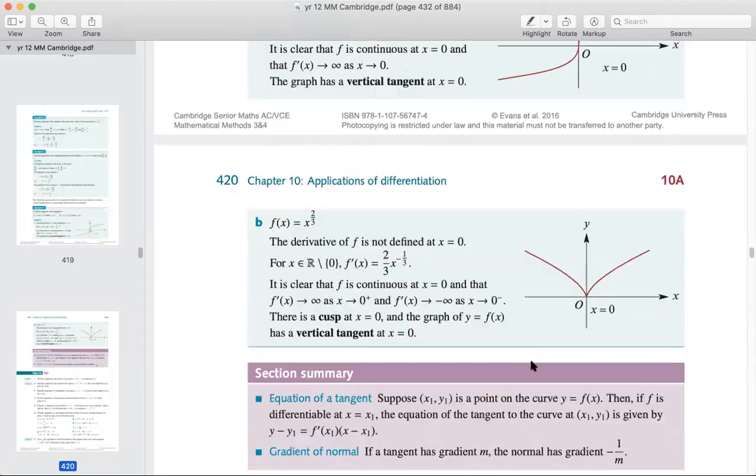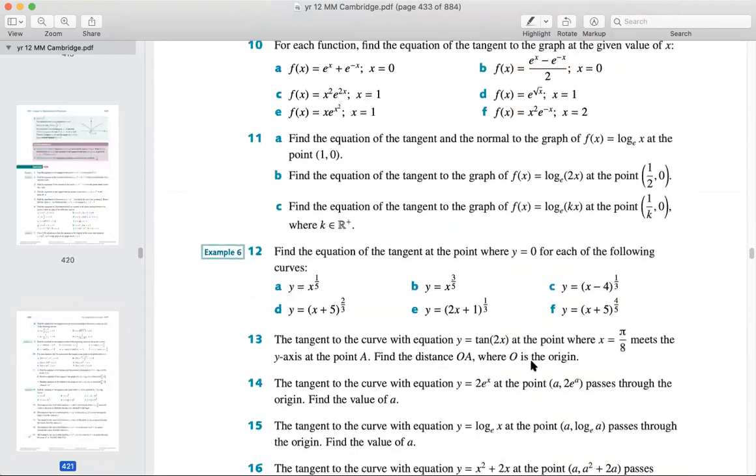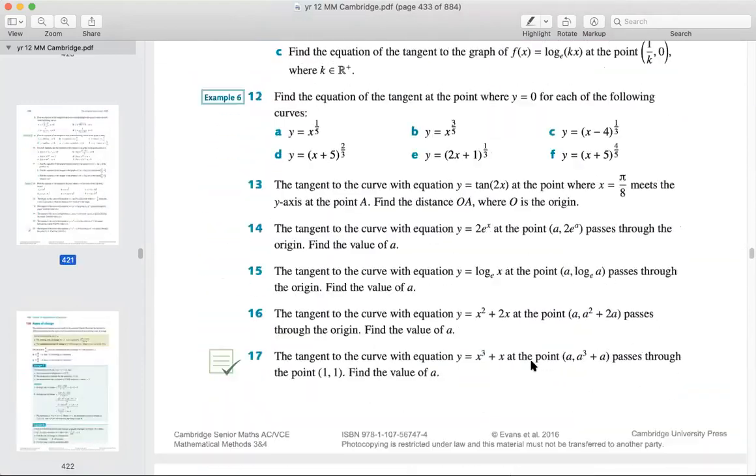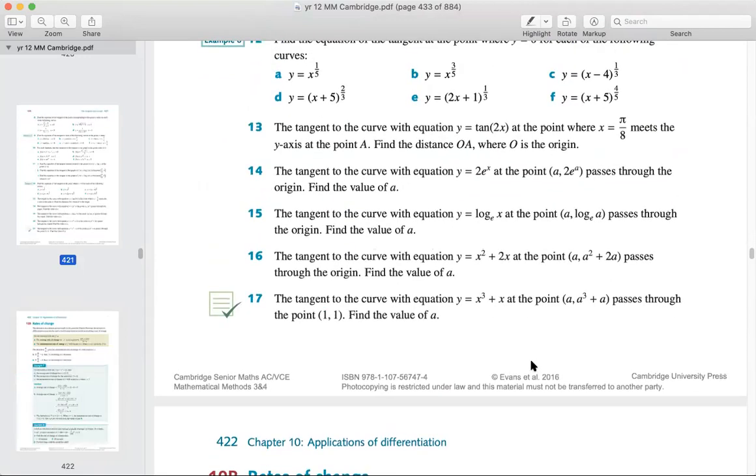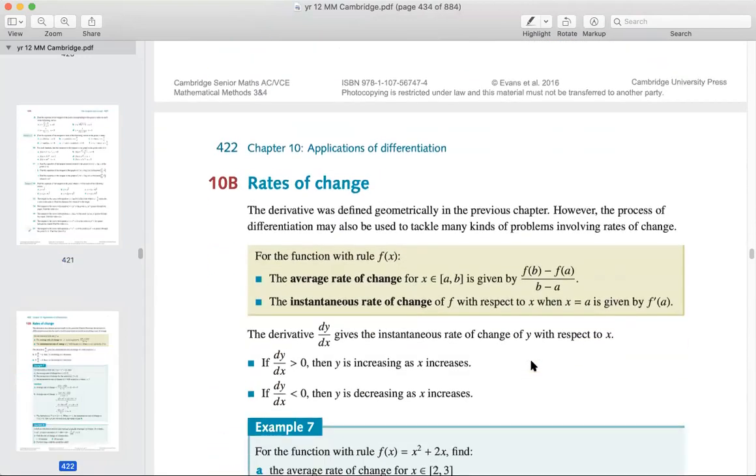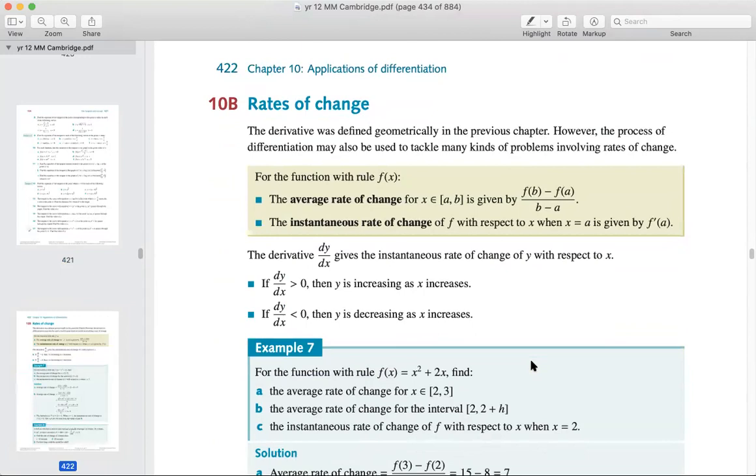Okay, and this is 10a. Make sure you know how to use CAS or how to use hand to solve for this kind of equation. So 10b, again, like we emphasized even in 9a, our average rate of change is y2 minus y1 over x2 minus x1, or in this case it is f(b) minus f(a) over b minus a.